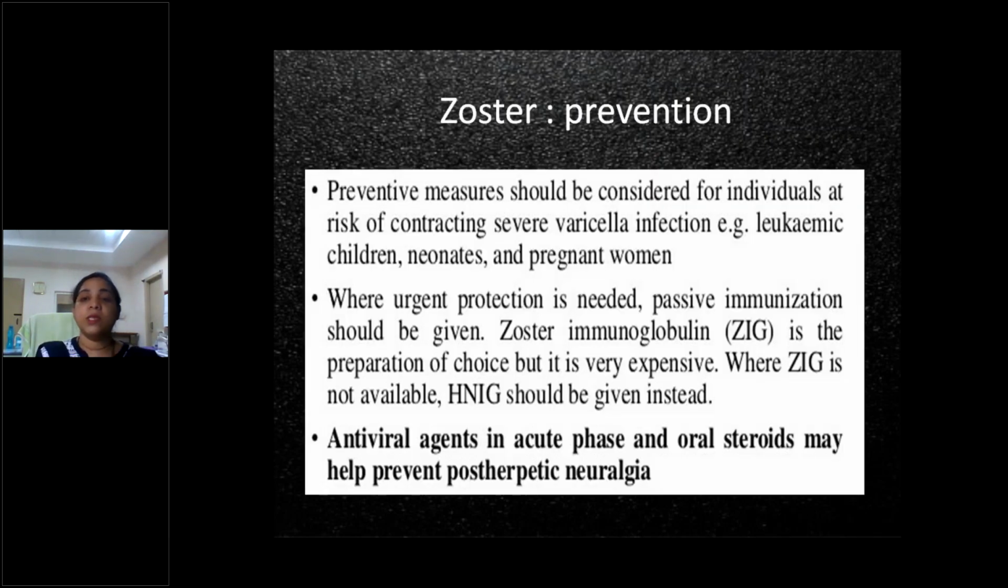Next, zoster prevention. How will you prevent zoster or shingles? Preventive measures should be considered for individuals at risk of contracting severe varicella infection. Okay, and you can prevent by giving zoster immunoglobulin. Antiviral agents can be used in the acute phase, and oral steroids can also be used.